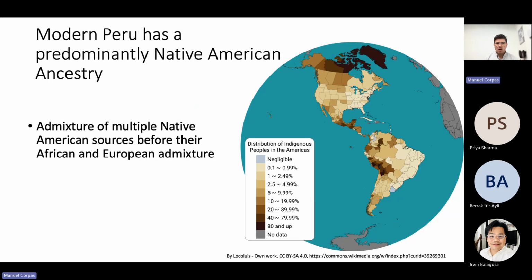So if we look at the Native American ancestry proportion of the population, we see that Guatemala is quite strong on that, but so is Peru and Bolivia and Greenland.